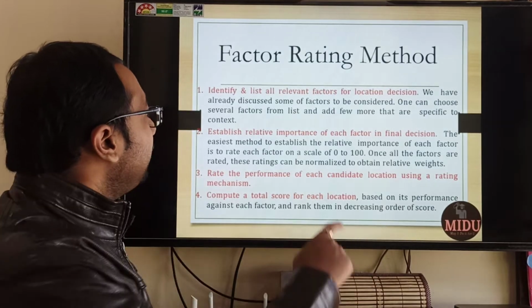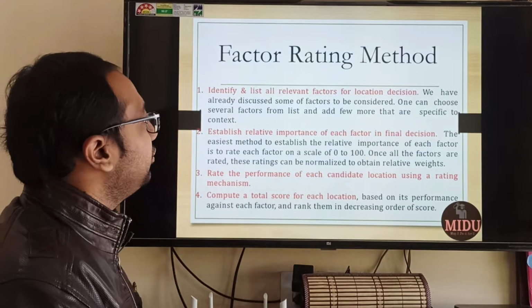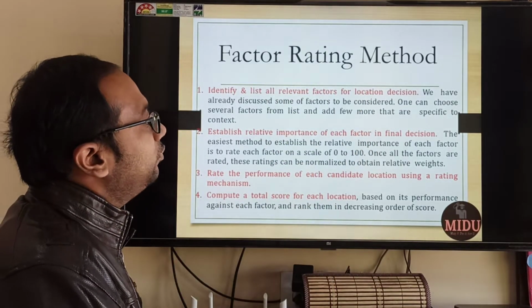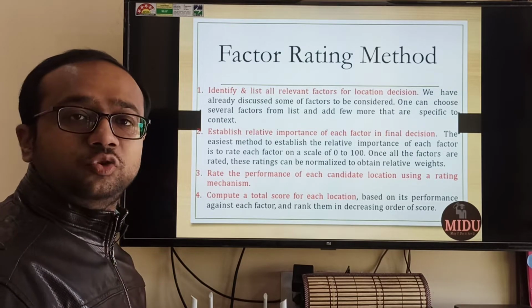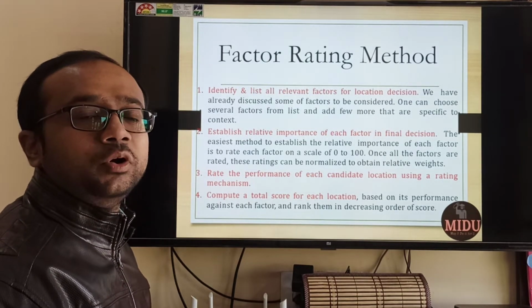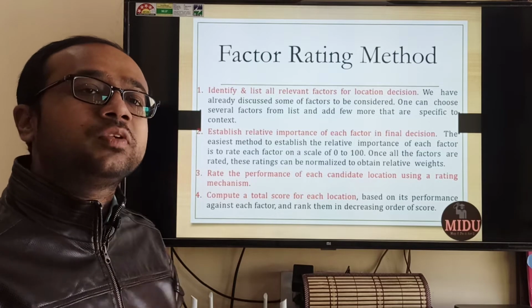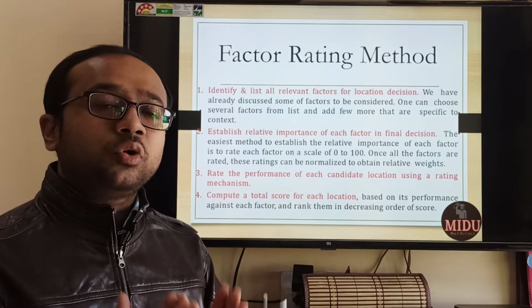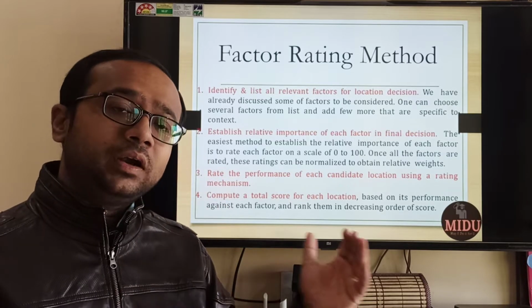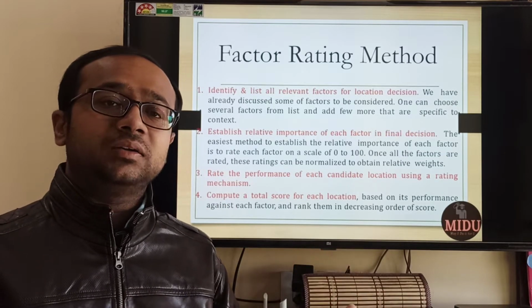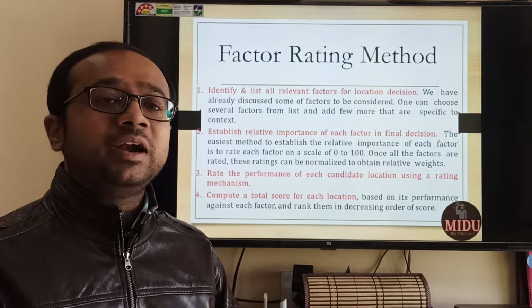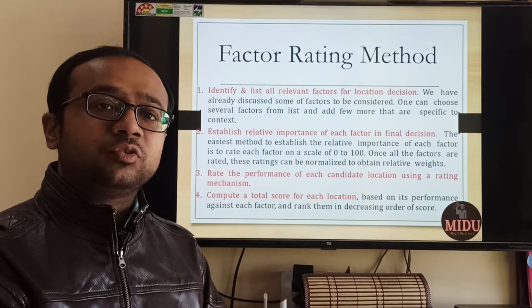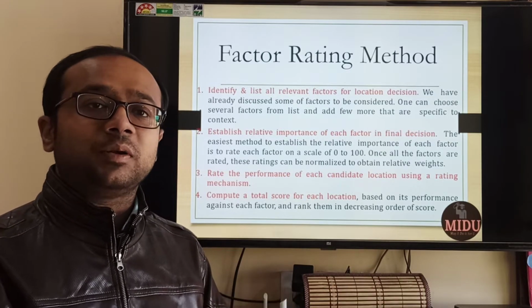First of all, identify and list all relevant factors for location decisions. We have already discussed some of the factors to be considered. So one can choose those factors or add new ones depending upon your industry. Suppose you are in an industry which is very heavily dependent on raw material, naturally your plant should be located more towards that raw material area to the extent possible. I mean, it cannot be exactly near it, but as near as law and feasibility permit.